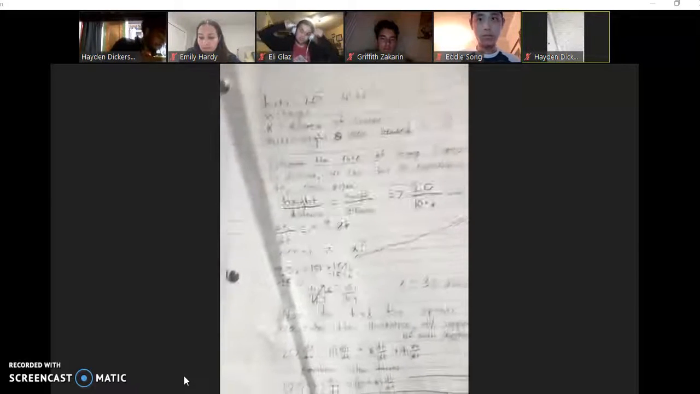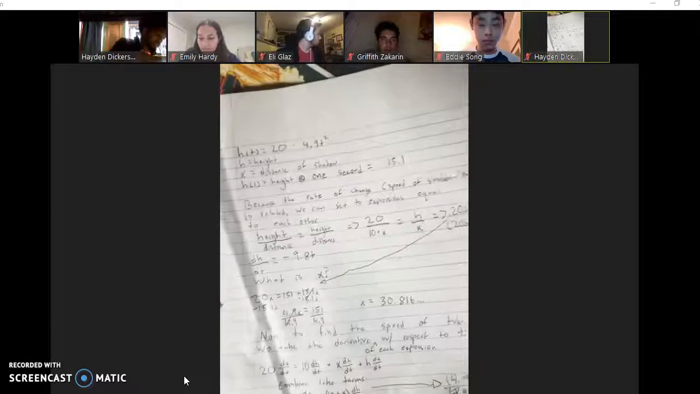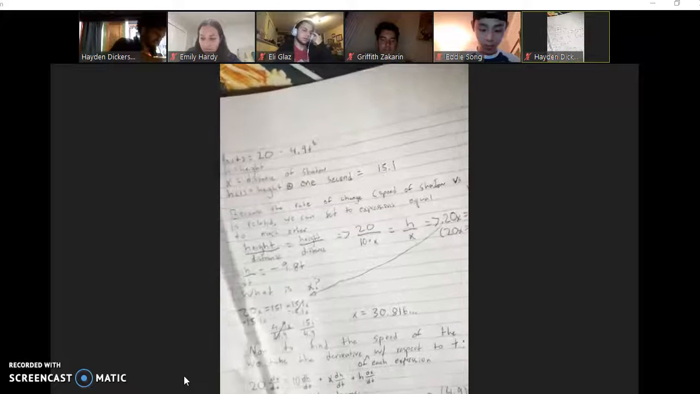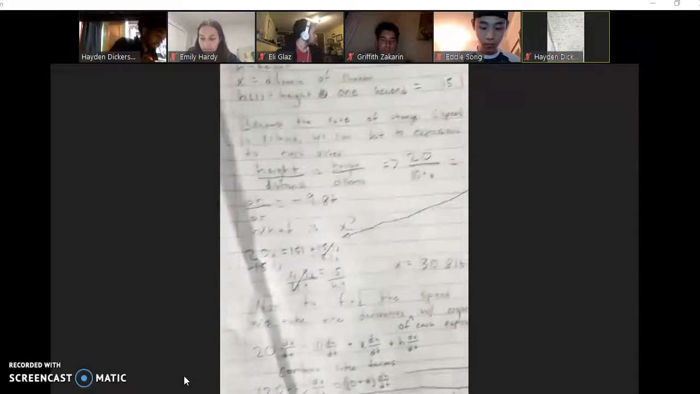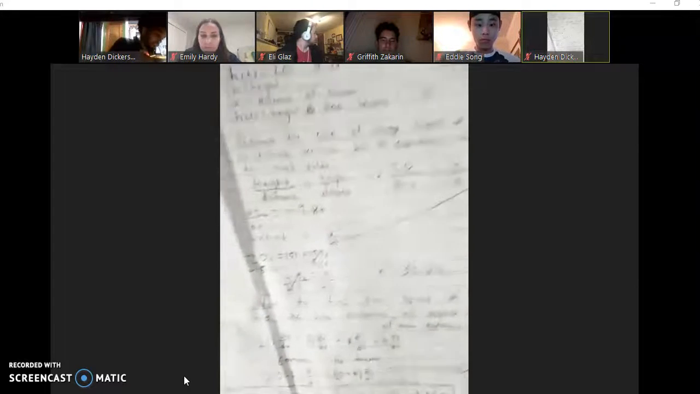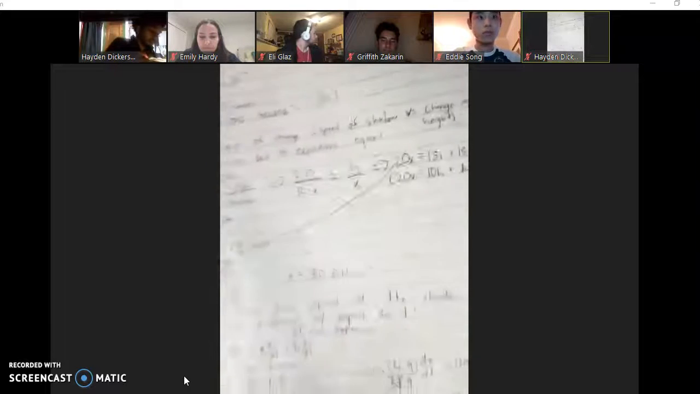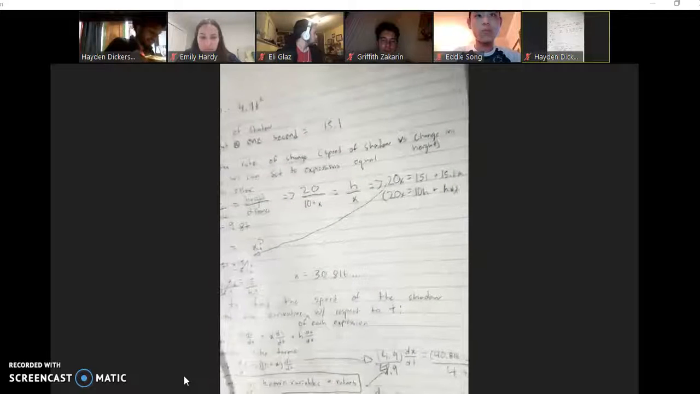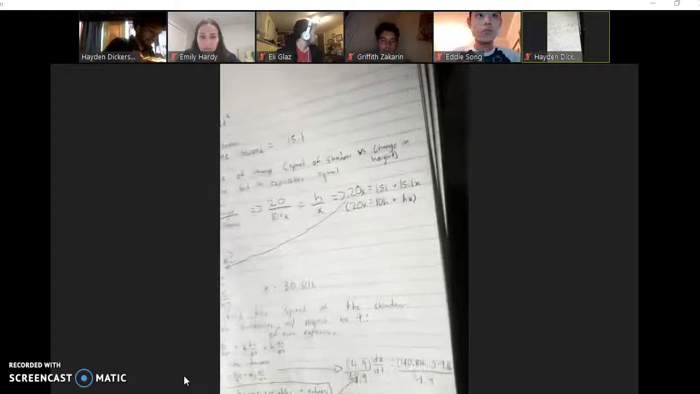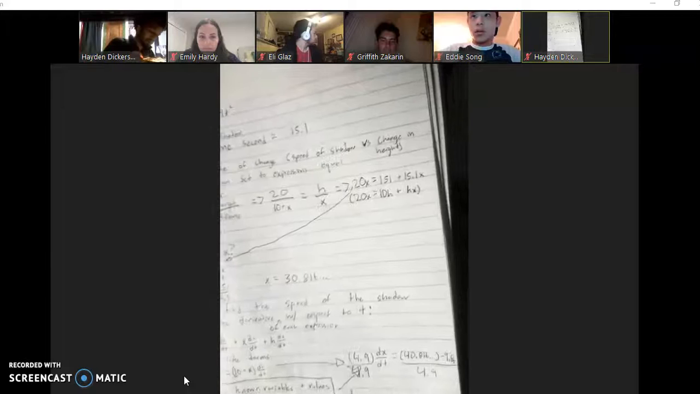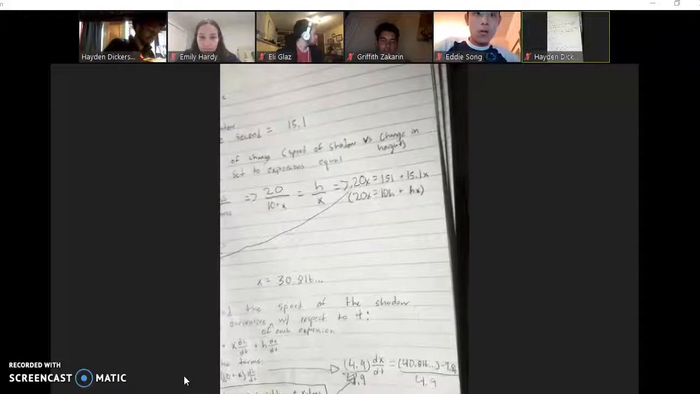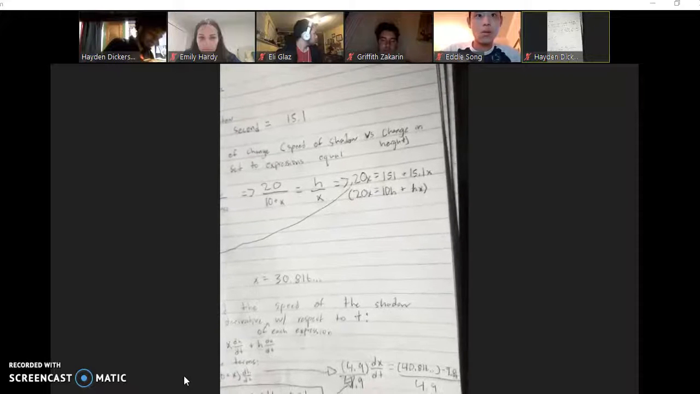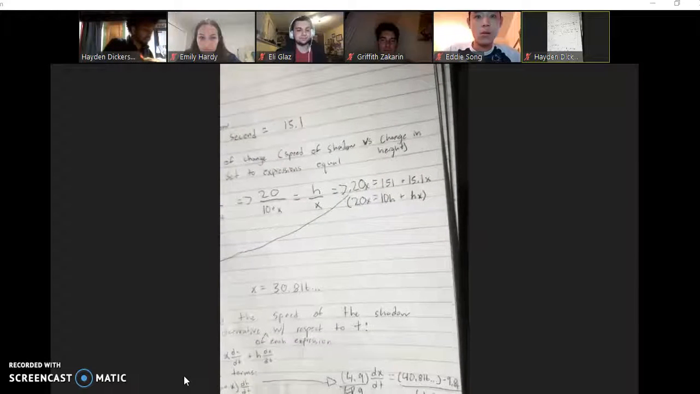Because the rates of change are related, we can set the expressions equal to each other. So the height and distance of one triangle equals the height and distance of another triangle. So 20 over 10 plus x equals h over x. And we can cross multiply to get an equation that's easier to process. We get 20x equals 10h plus hx.